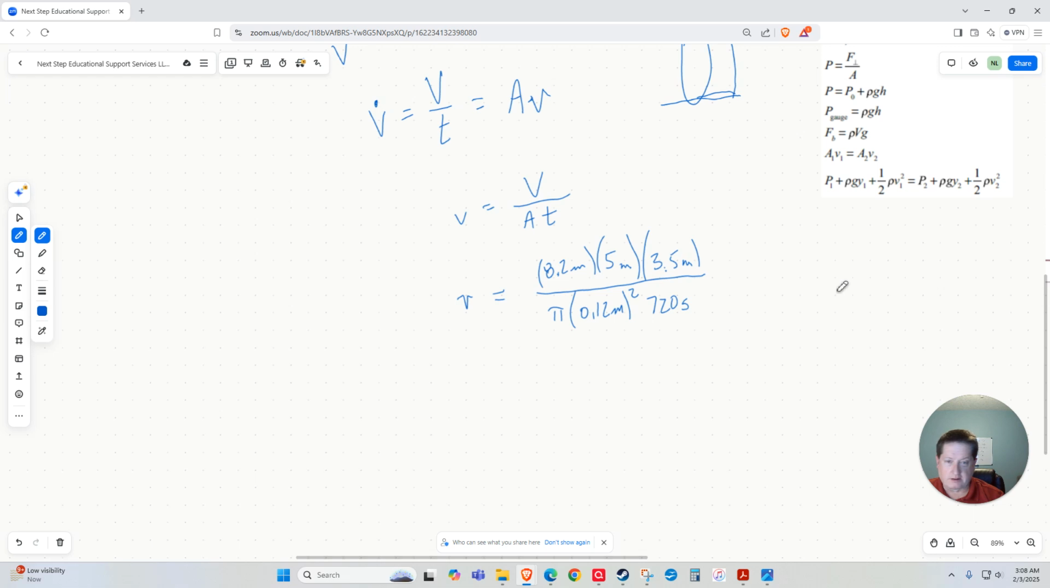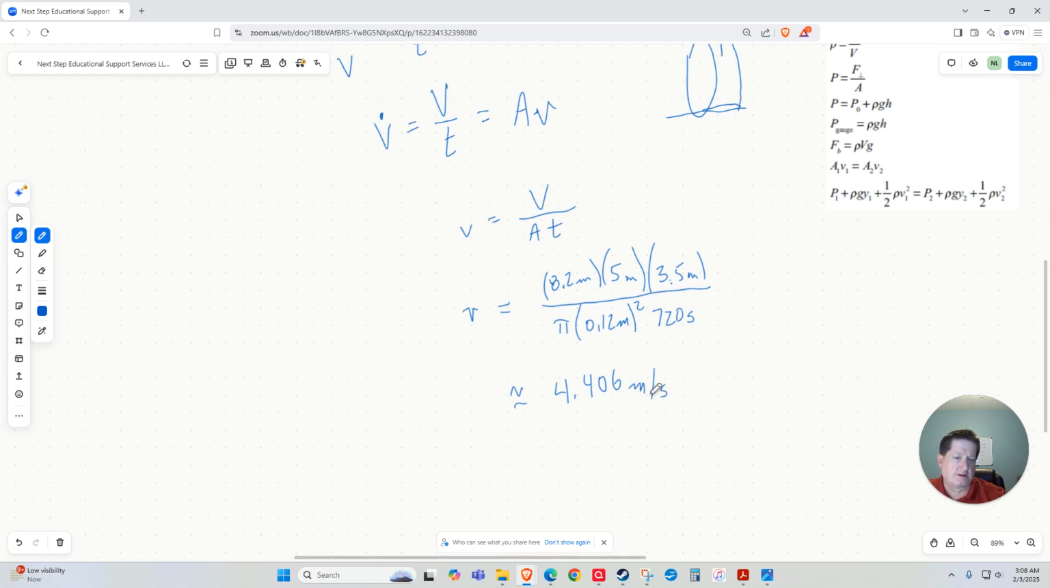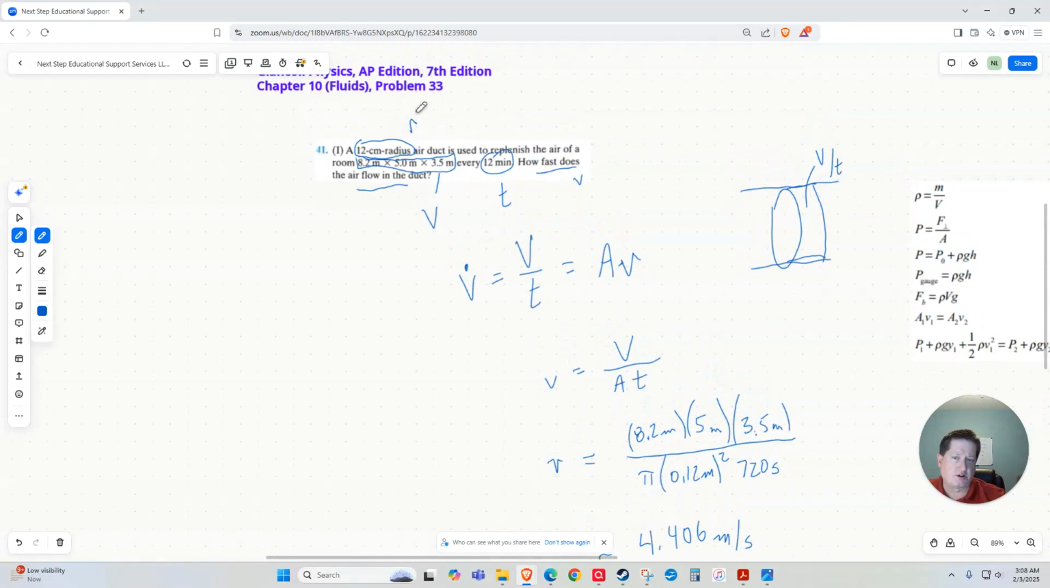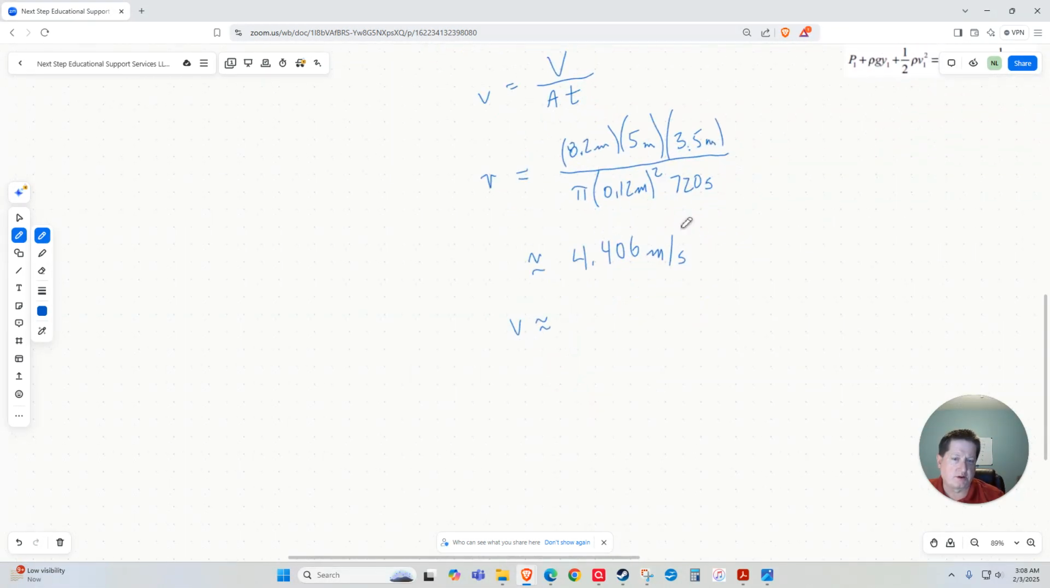Okay, after crunching those numbers, my calculator tells me about 4.406. And notice we have cubic meters on the top, square meters and seconds on the bottom. That's going to end up with meters per second, which is what we expected. That checks roughly with our mental math. And 4.4 meters per second is reasonable for a flow rate in an air duct. With the significant figures we're working with, we'll round everything to 2 significant figures. That's going to be about 4.4 meters per second. That takes care of that one. We're on to the next.